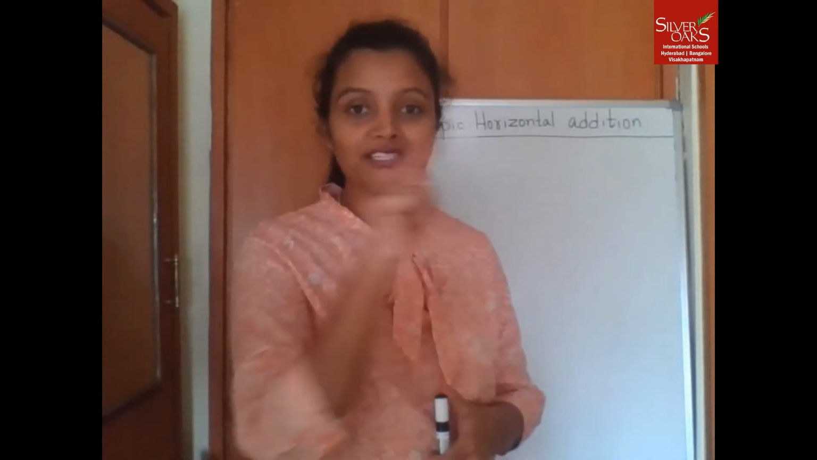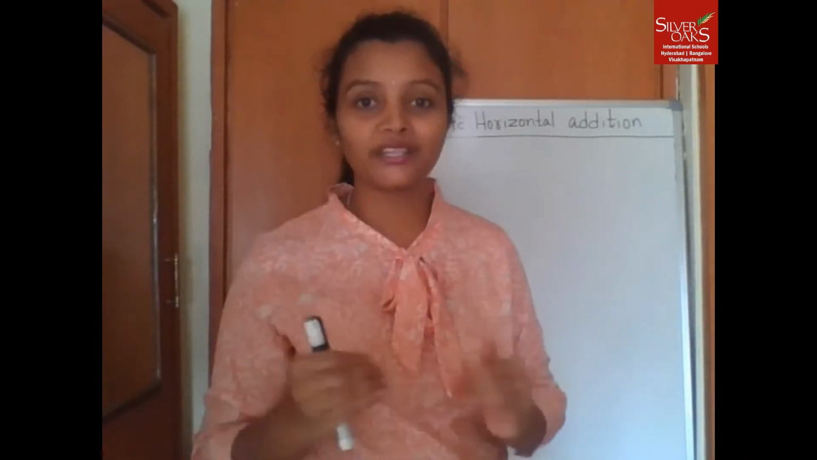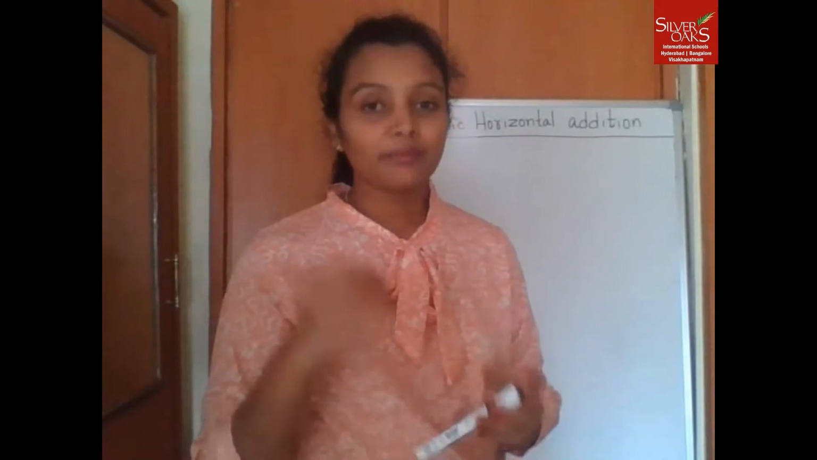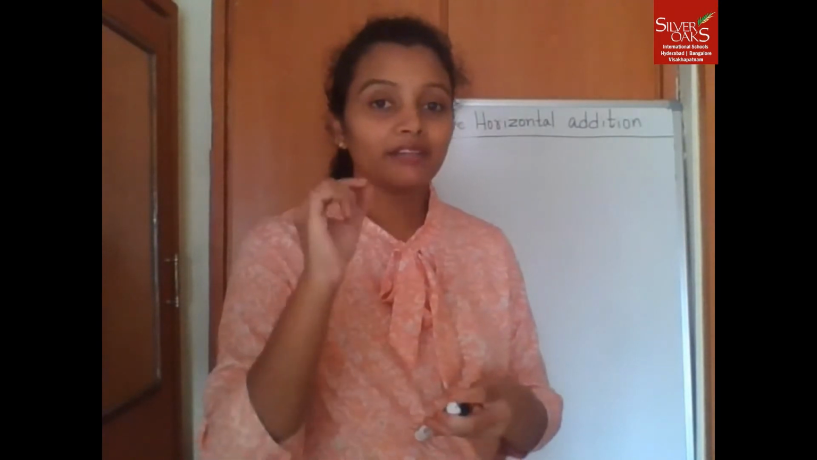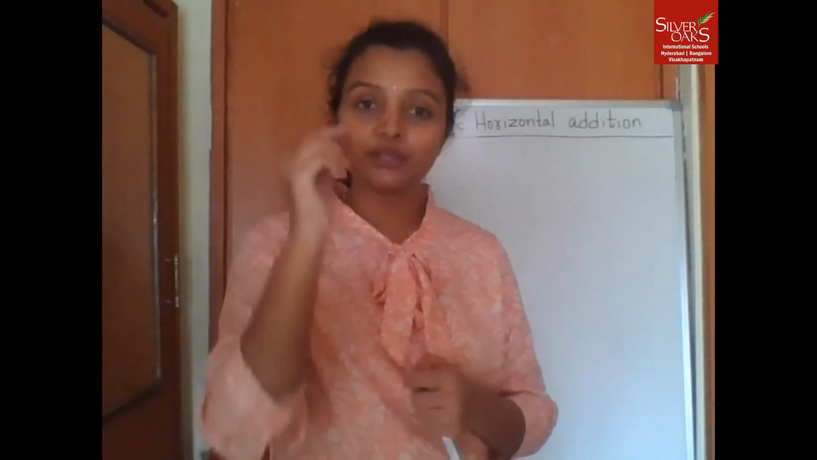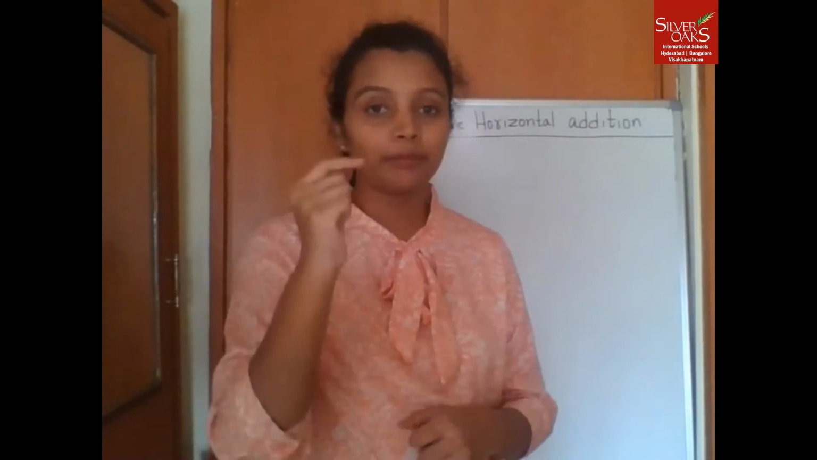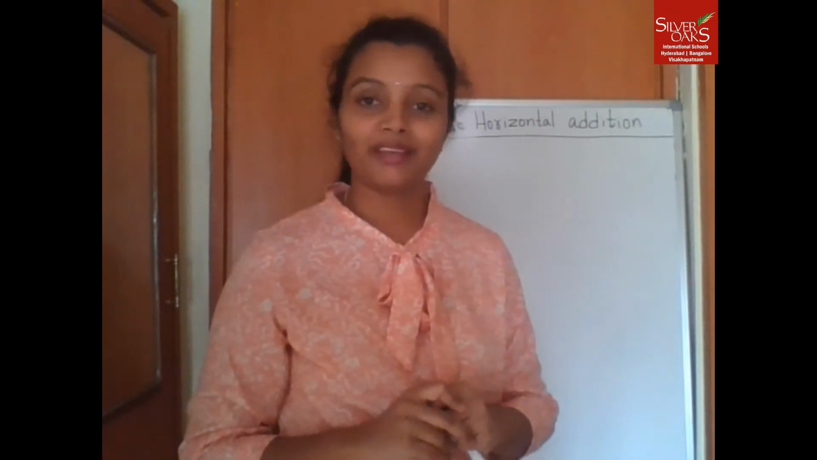In the previous class you learned how to find the sum by arranging the numbers vertically when the question is given horizontally. You focused upon the place, and when there are different numbers of digits in every number, you arranged them depending upon the place, and then you found the sum, right?